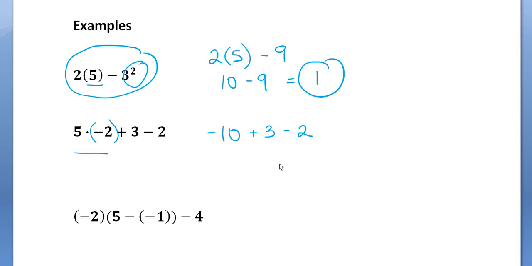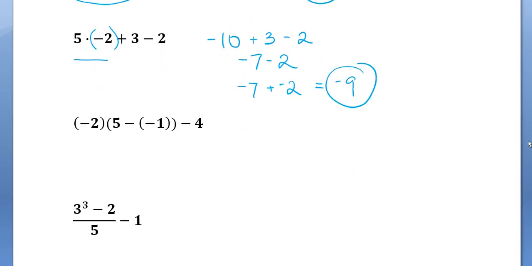Now I'm going to move left to right doing addition and subtraction. Negative 10 add 3. That gives me a negative 7. So I'll rewrite the rest of my problem. Now I told you that it's good practice to turn subtraction problems into addition. So I'm going to rewrite that as negative 7 add a negative 2. And that makes it pretty easy to add those together and get my final answer of negative 9.